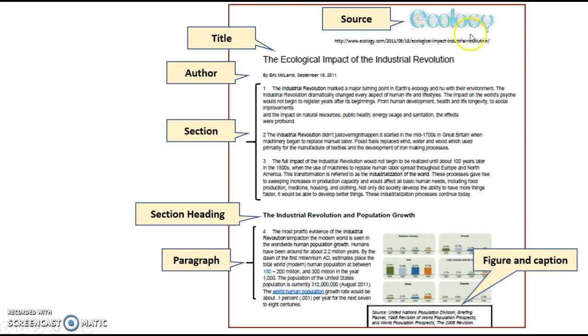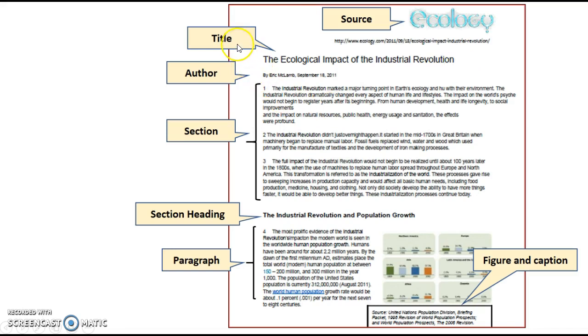But our source is always the name of the book, the article, or the journal that the article was published in. It could be published in a book, it could be published in a magazine, and that book can appear in a library or be found on the internet.